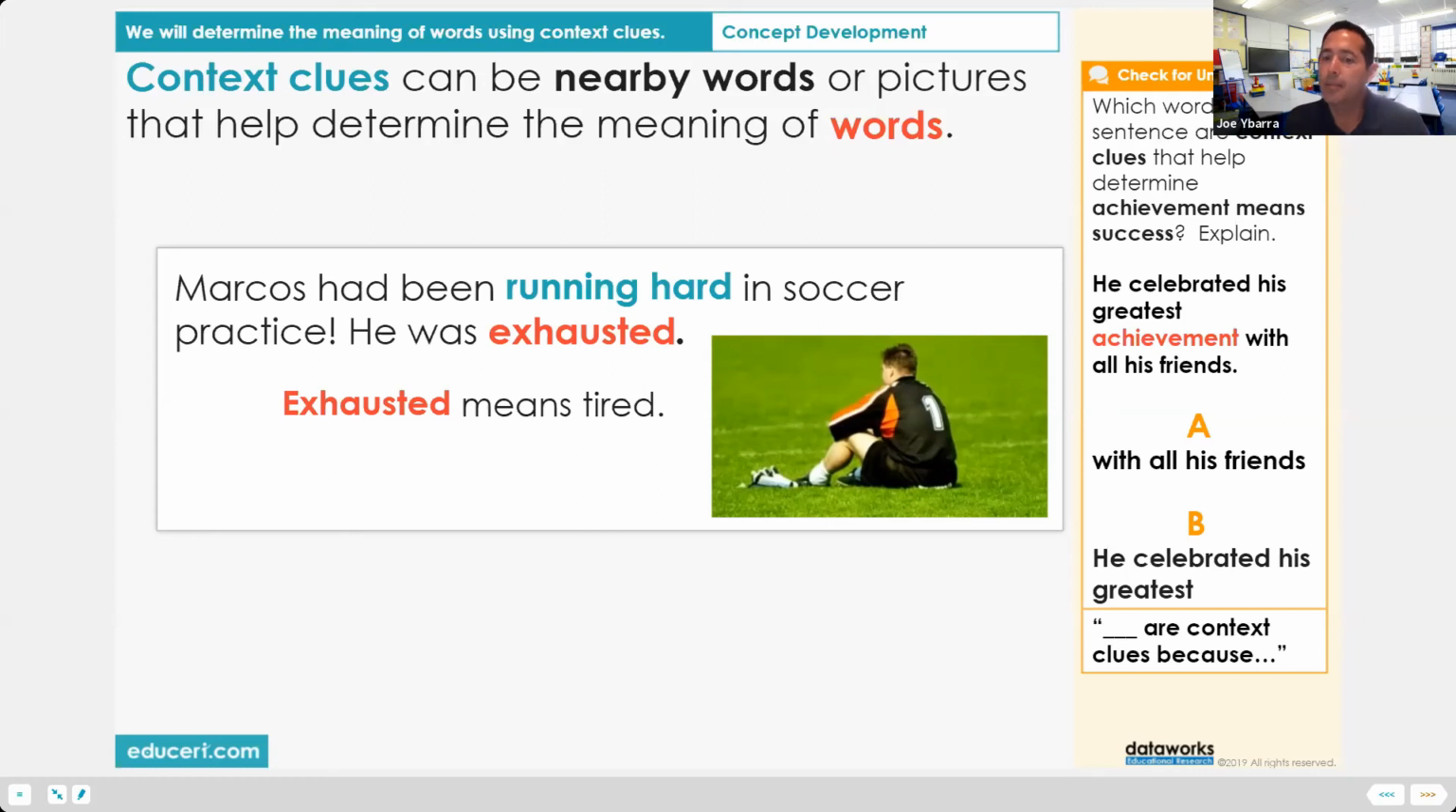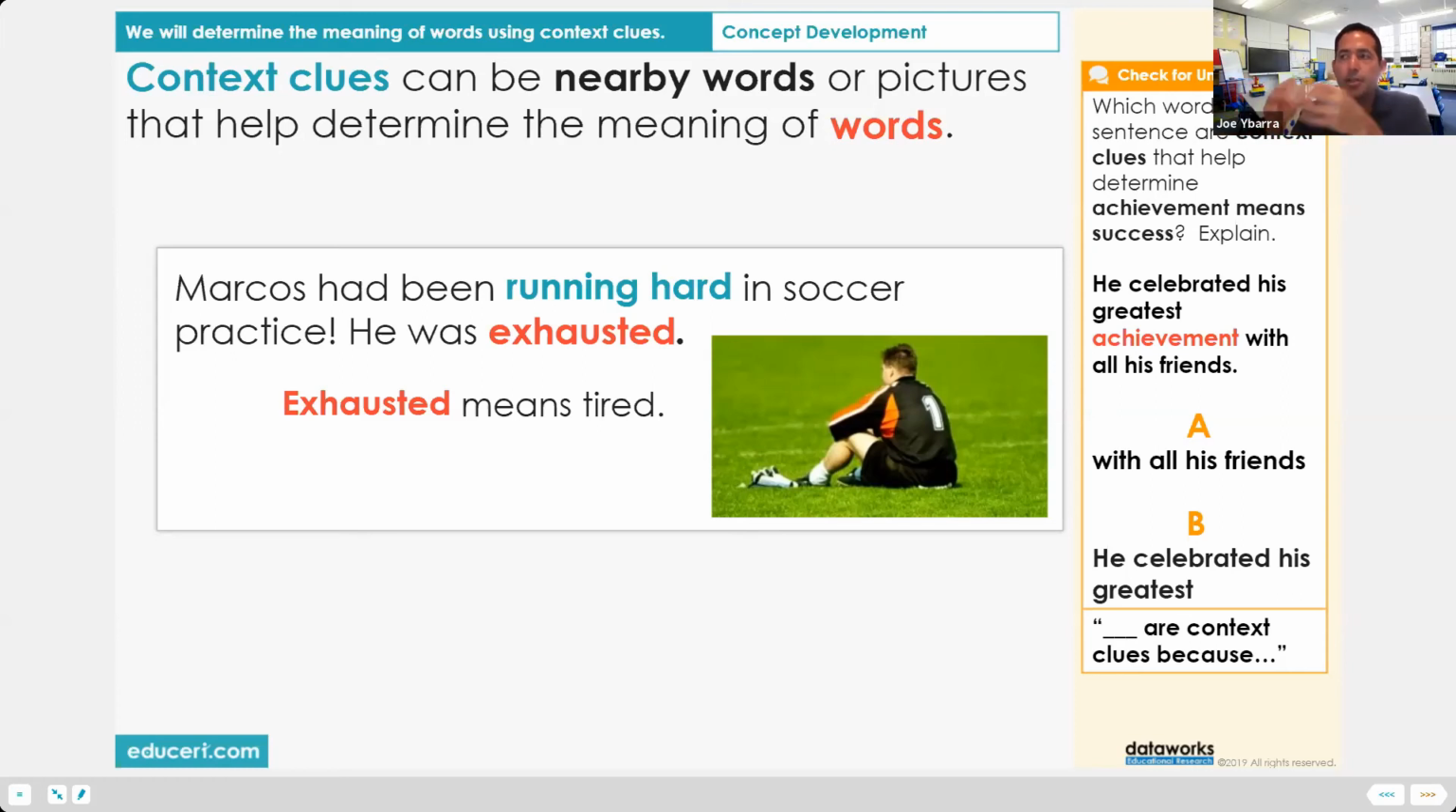So I go, Amira, I saw that you put B. Why is that an example of a context clue? How do you know? When you answer, please say, it's an example of a context clue because. It's an example of a context clue because celebrate his greatest shows achievement, because you're celebrating something really big. When you celebrate greatest, that's an example.